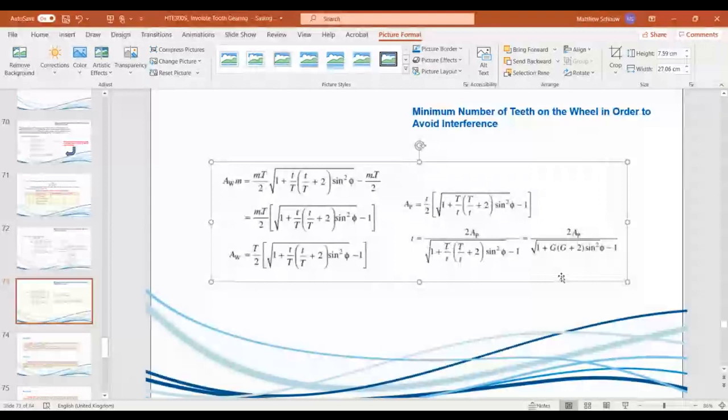So what I'm doing here, I've just pasted the formulas for both the addendum of the wheel and the maximum addendum, which results in a minimum amount of teeth. I did the same for the pinion. Obviously, the formulas look nearly the same.